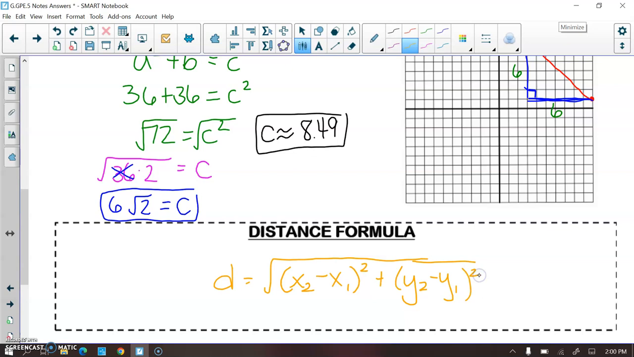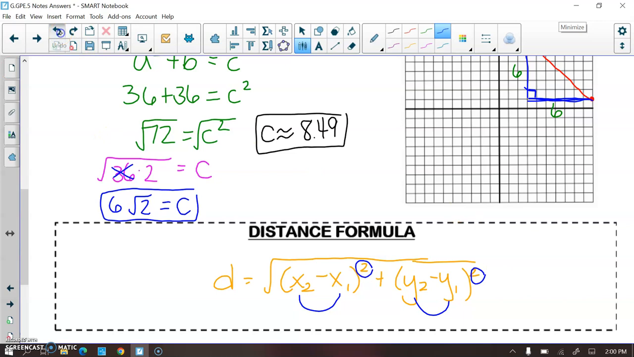Now what's nice about the distance formula is if you switch the x1 and the x2 around and the y1 and the y2 around, it does not matter because you will be squaring that number. So no matter what you end up with, you're going to end up with a positive number.